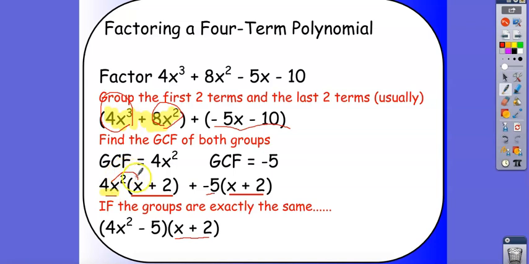Really what you've done here is double distribute. You're going to distribute the 4x squared to both of those, and you're going to distribute the negative 5 to both of those. When you multiply 2 binomials, don't we talk about double distributing? That's why that works. Okay, let's try another one.